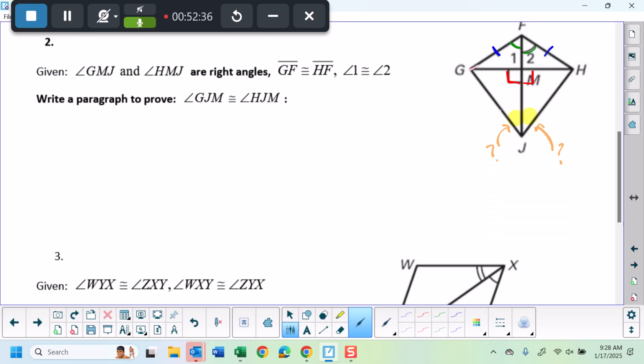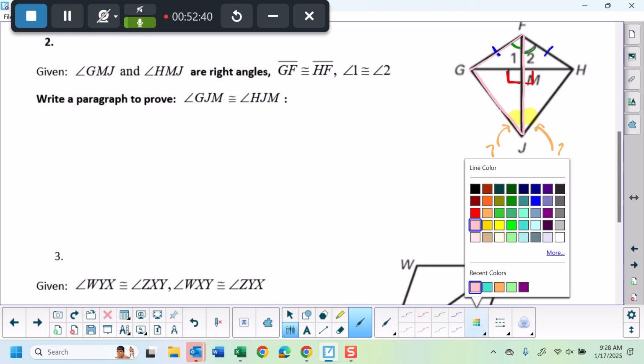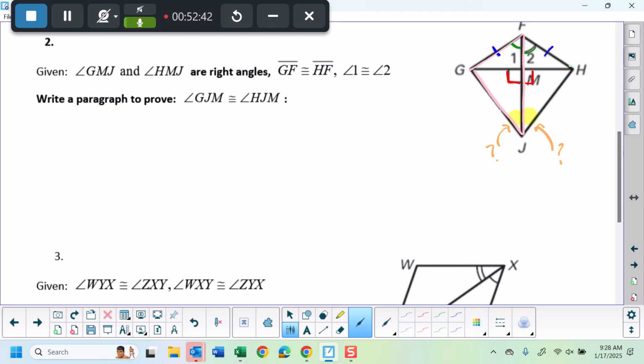I was gonna use this side, this angle, and this side are congruent to this side, this angle, and this side. Do you see those triangles? Do I need the right angles? No. Caroline, how are you gonna use those right angles? Were you gonna do something else?